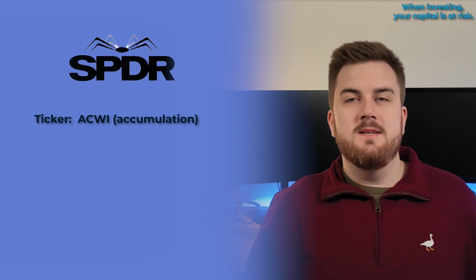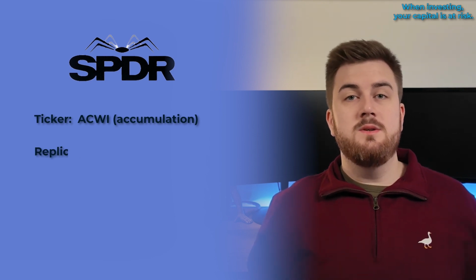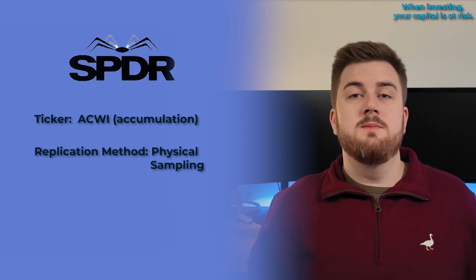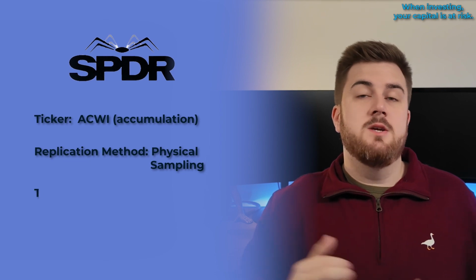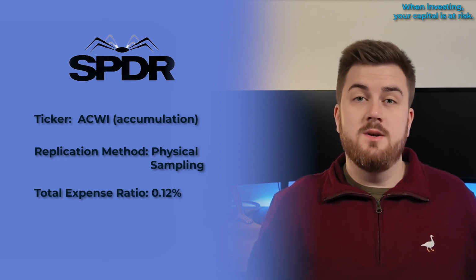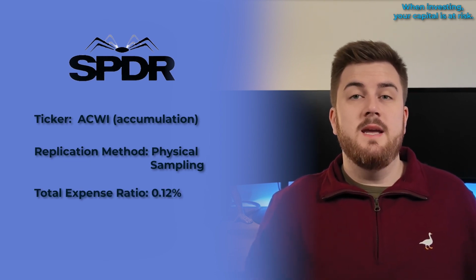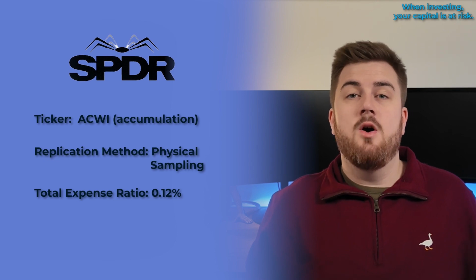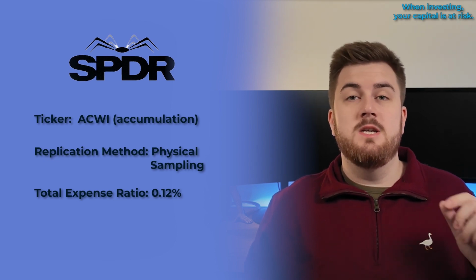Again, I do not think there's a distributing version available. This one also uses physical sampling and contains a very similar number of stocks to the iShares version. And the total expense ratio for this one is an impressively low 0.12%, making it the cheapest truly global ETF on Trading 212 at the moment, listed in GBP.